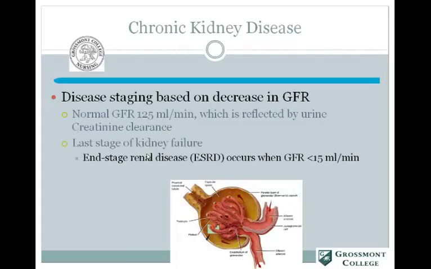So GFR, what's that stand for? Glomerular filtration rate. And the normal should be about 125 mils per minute. And that is reflected by the urine creatinine clearance. That's why we do that test. So end-stage renal disease is diagnosed when the GFR is less than 15. So that's quite a difference, right? It goes down from 125 to 15.